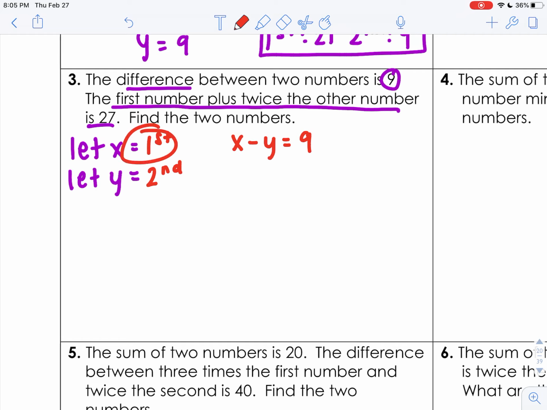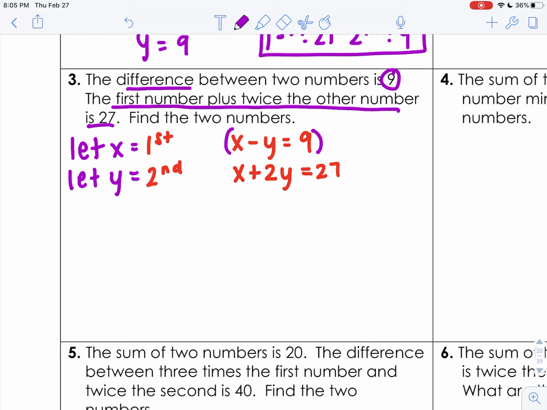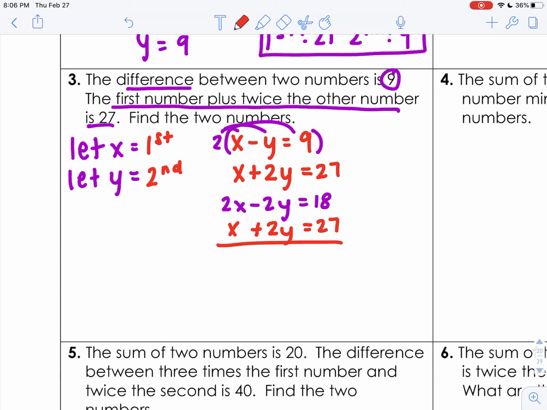The first number, which we labeled first here, plus twice the other number is 27. Find the two numbers. So we could do elimination here. It's probably the easiest. So I'm going to multiply the top by 2. And this turns into 2x minus 2y equals 18. And then our original equation on the bottom was x plus 2y equals 27. And then we can cancel these two out.